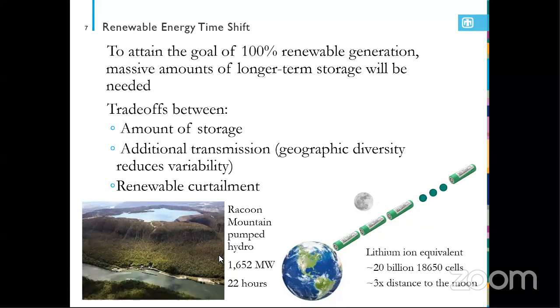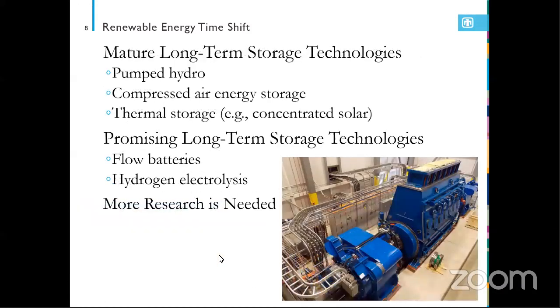There's a trade-off between the amount of storage, additional transmission, because geographic diversity reduces variability, and then renewable curtailment. So at some point, it might be more feasible to operate the grid and just dump power from wind or solar than it would be to build more storage. But in any event, long-term storage is going to be an issue at some point.